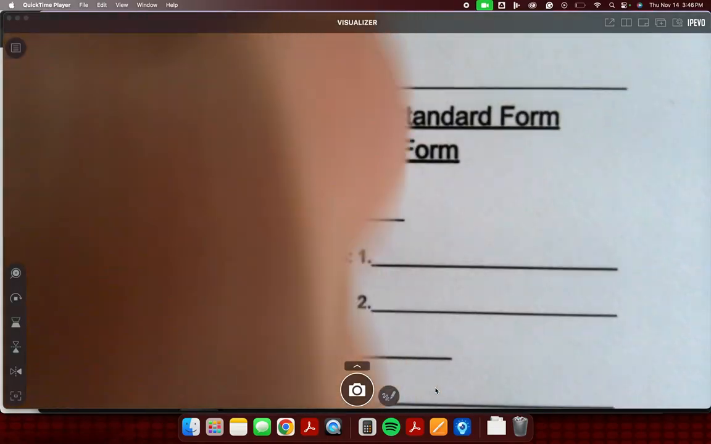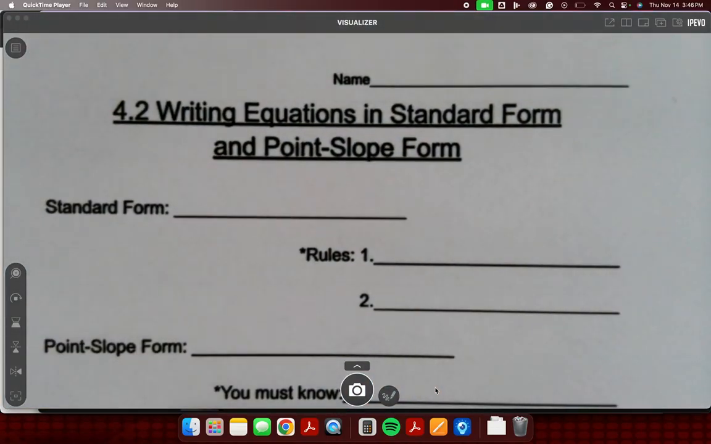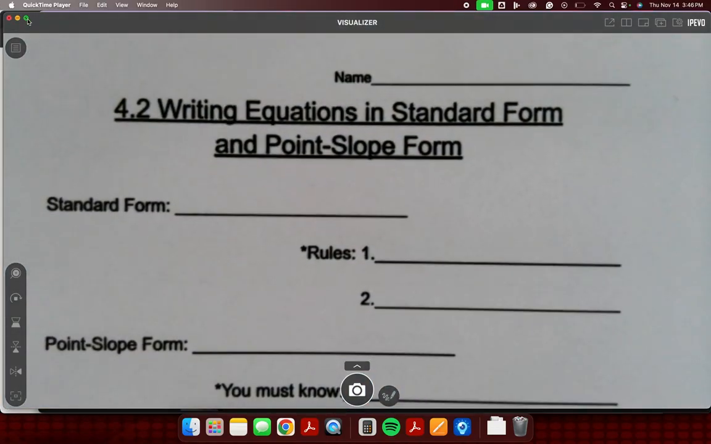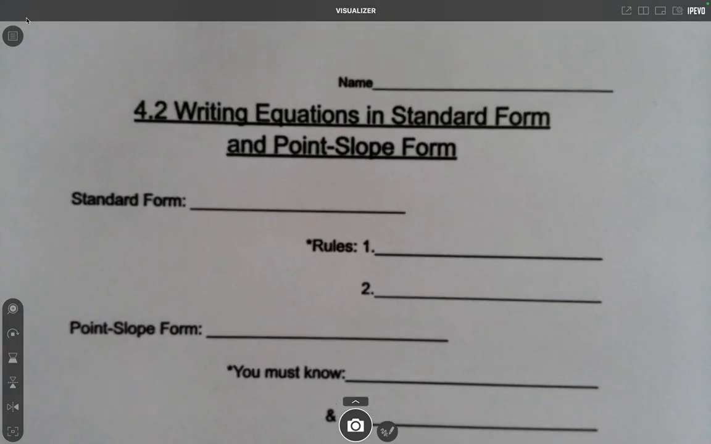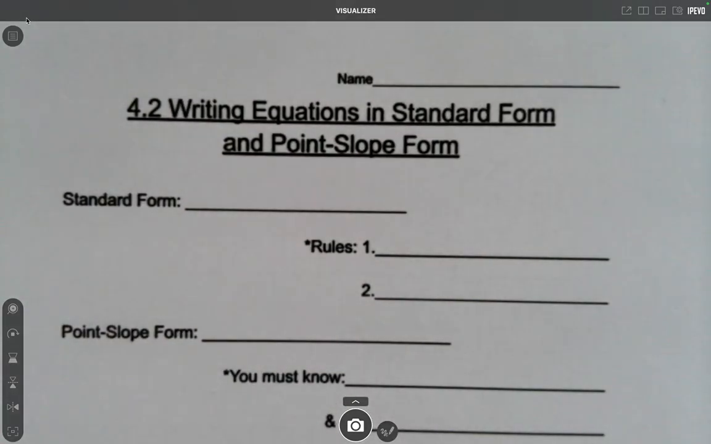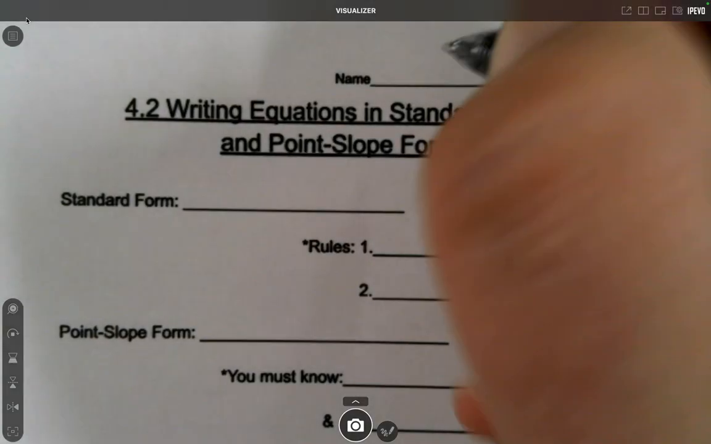In section 1, we worked on writing equations in slope-intercept form. Now we're going to talk about writing equations in standard form and point-slope form. And we've done standard form some before, but we're going to do a little more with it again. And really in this lesson we're also going to talk about how all three of them relate to each other.